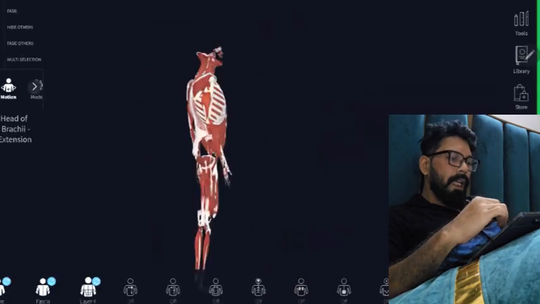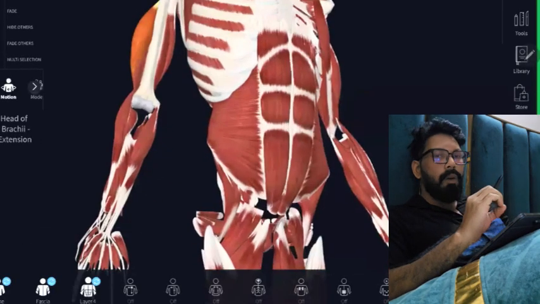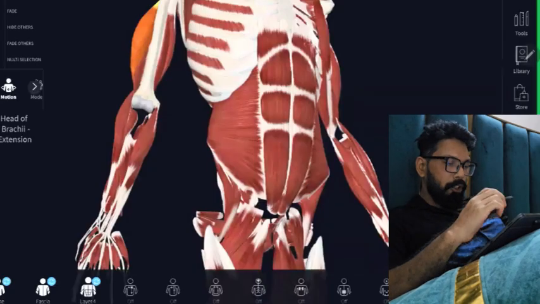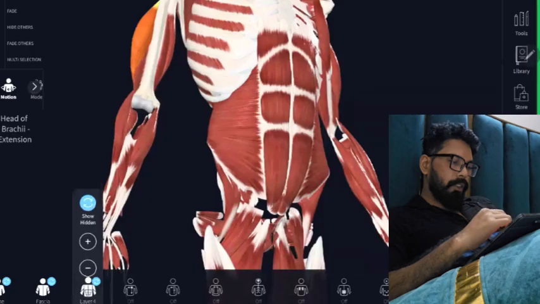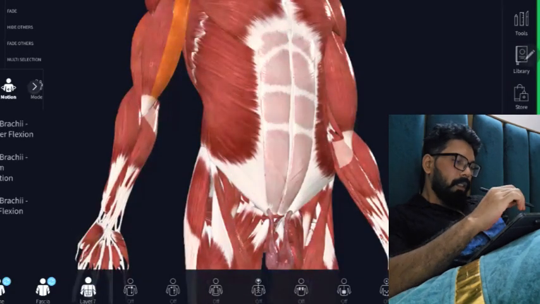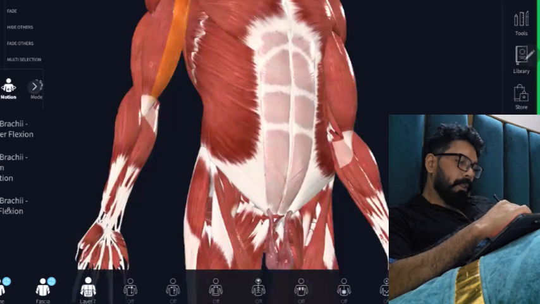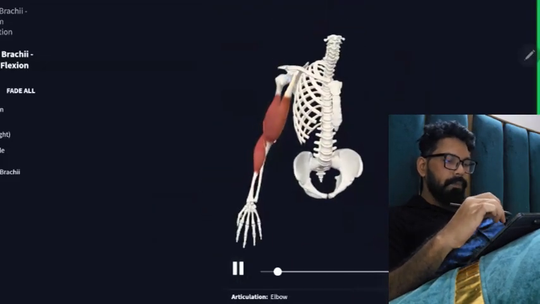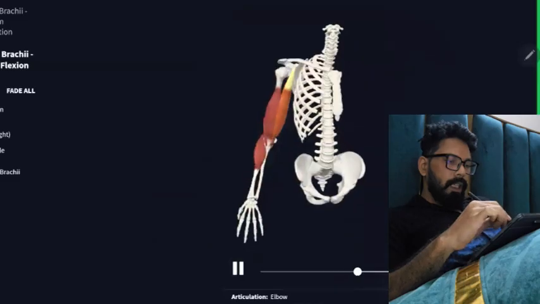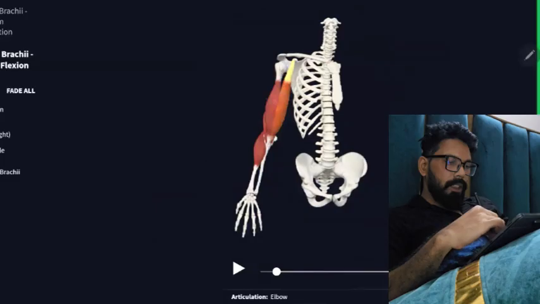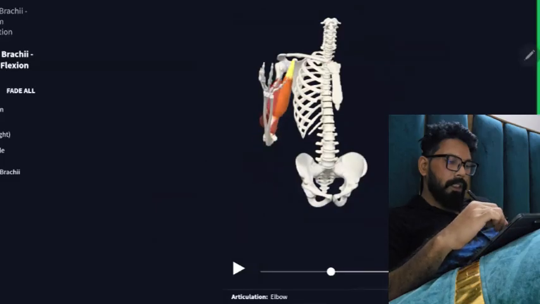Then we forget that biceps is a very powerful supinator of your hand. So I will show you the supination only. Let's add the muscles. These are biceps, our very favorite muscles. Biceps causes elbow flexion and forearm supination. So this is our elbow flexion. So biceps is at work.